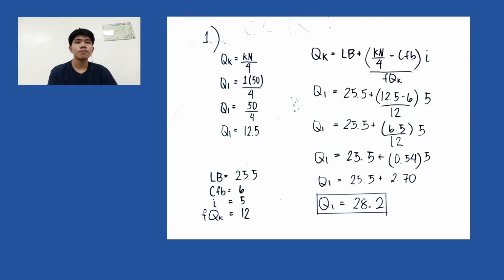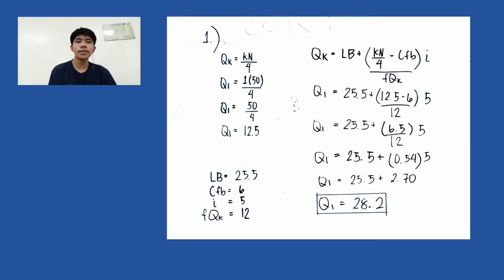Substitute. Q sub 1 is equal to 25.5 plus 12.5 minus 6 over 12 times 5. We will solve first the numbers within the parentheses. So 12.5 minus 6, we will get 6.5. And then after that, we will divide 6.5 by 12.